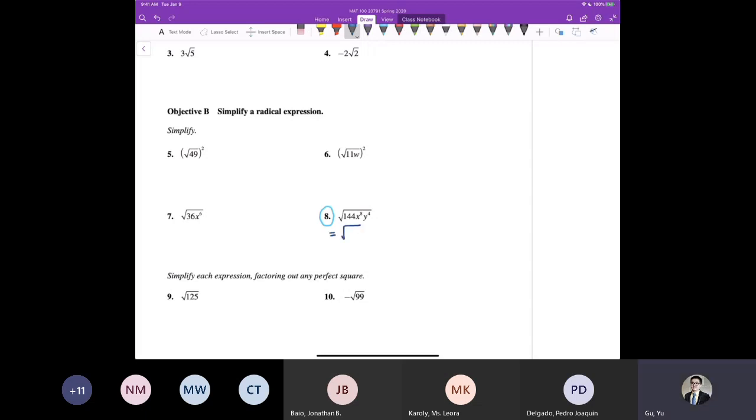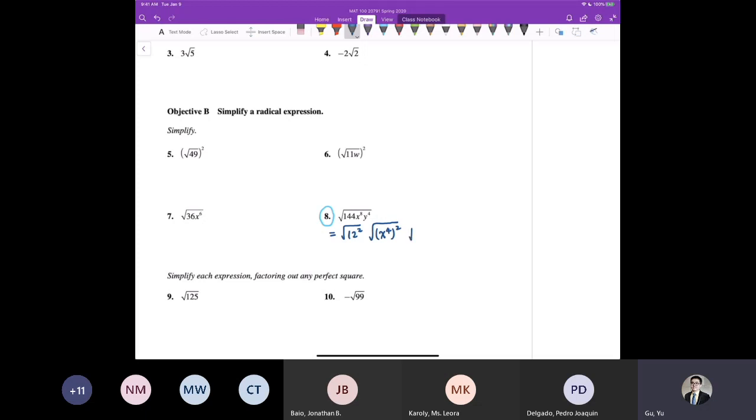144, if you look at the perfect square table, 144 is actually a perfect square. But if you don't know that, then you could use the tree diagram and you will be able to simplify that as well. Since I know that it's 12 squared, I'm just going to rewrite 144 as 12 squared. Next is x to the 8th. X to the 8th, because the exponent is an even number, you could rewrite that as a perfect square. So that's simply x to the 4th raised to the 2nd power, because 4 times 2 is 8.